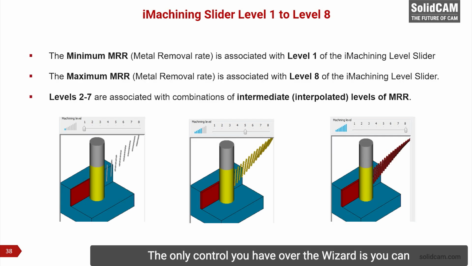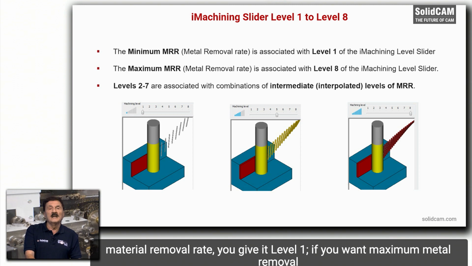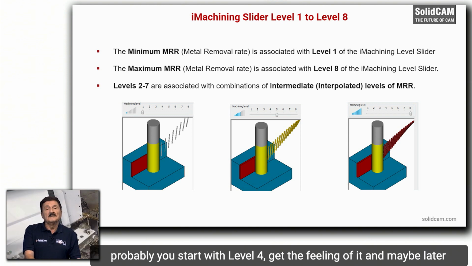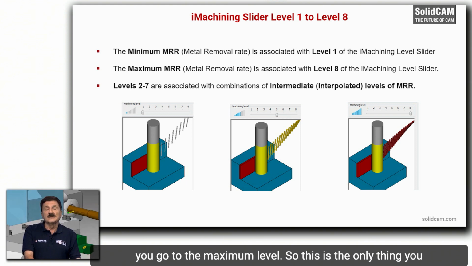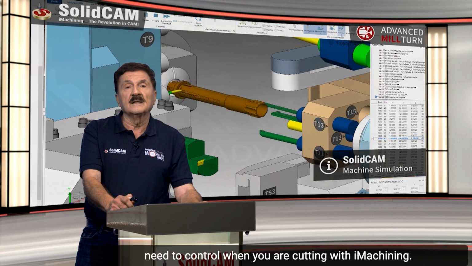The only control you have over the wizard is you can tell it how powerful it will work. We have levels from 1 to 8. There's a slider. So if you want a minimum material removal rate, you give it level 1. If you want a maximum metal removal rate, you give it level 8. So basically, if you are cutting a new part, probably you start with level 4, get the feeling of it, and maybe later you go to the maximum level. So this is the only thing you need to control when you are cutting with iMachining.